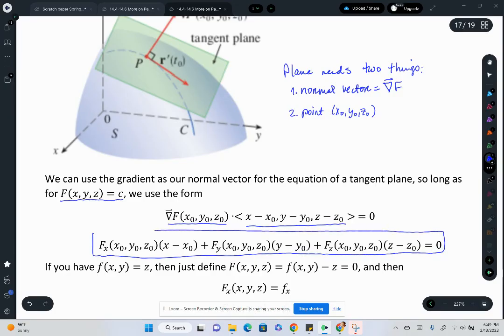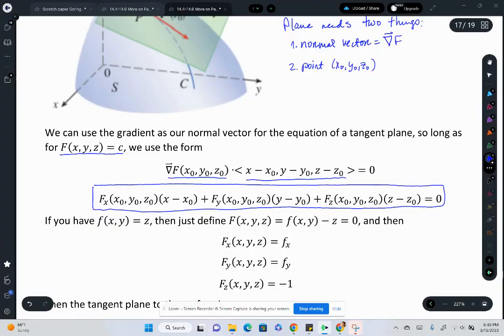And it should look familiar. First partial with respect to x times x minus x naught, first partial with respect to y times y minus y naught, first partial with respect to z times z minus z naught equals 0. All those first partials are evaluated at the point in question, which is x naught, y naught, z naught.